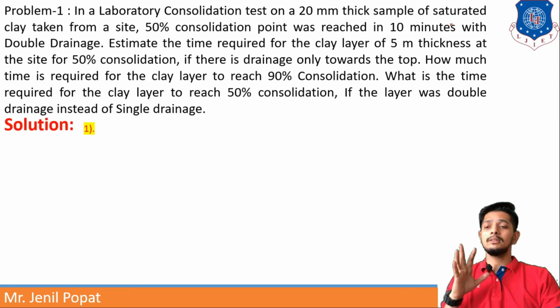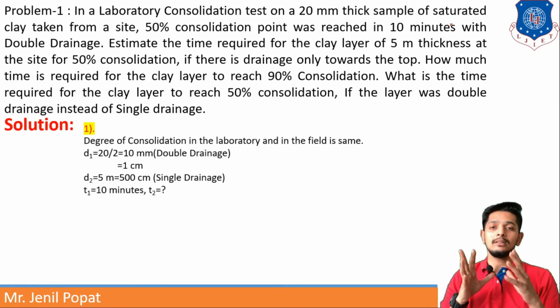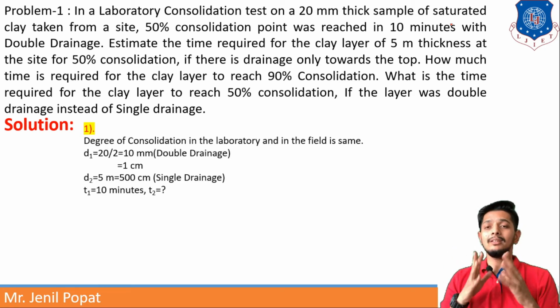First of all, the degree of consolidation in the laboratory and in the field is the same. It is always the same. Now D1, as it is double drainage, 20 by 2, is 10 mm, or 1 centimeter. In the case of the second sample, D2 is 5 meter, and that is for single drainage, so 500 centimeter. So D1 is 1 centimeter and D2 is 500 centimeter. T1 was 10 minutes and we have to find T2.